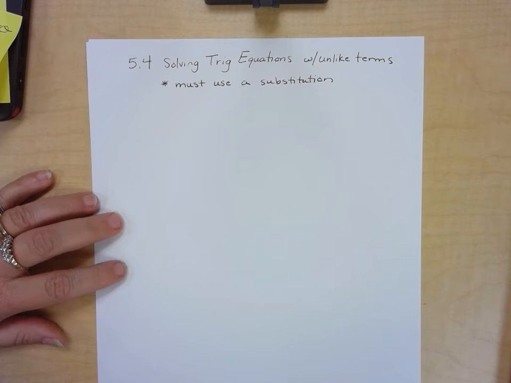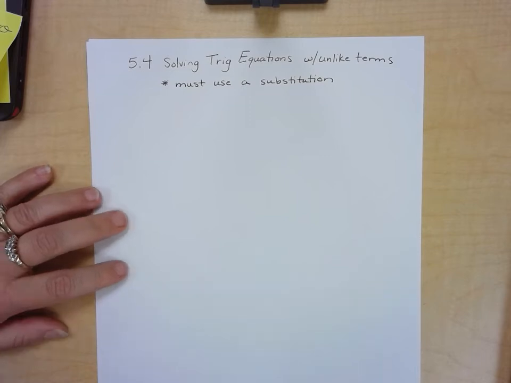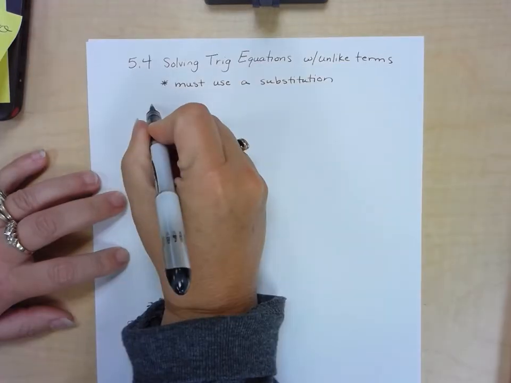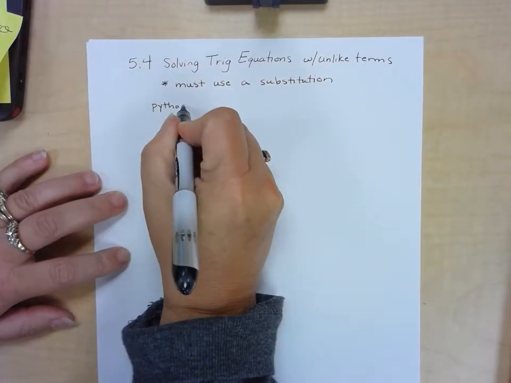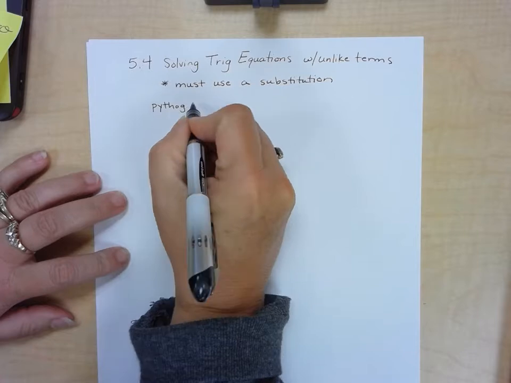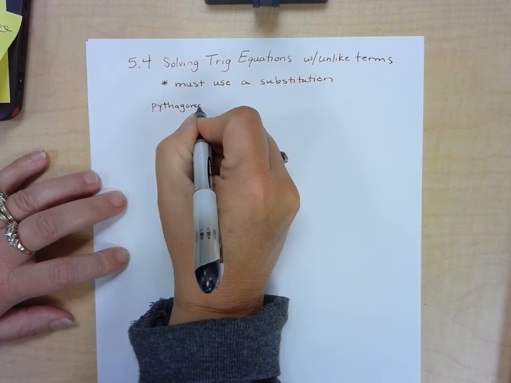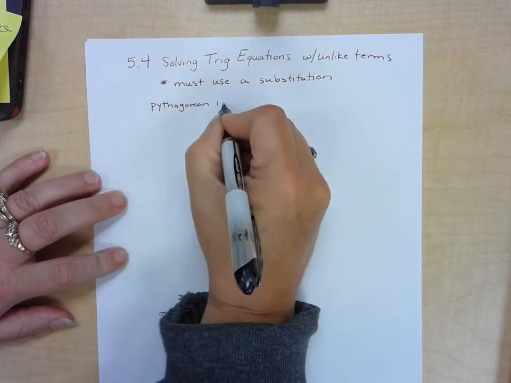Solving trig equations with unlike terms. For these, we're going to need to use a substitution. So the first video will be using a Pythagorean identity substitution. I am not going to go over all three of the Pythagorean identities. I will just go over which one would be most used.